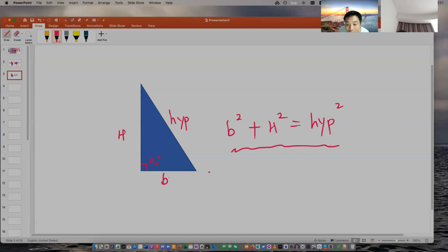So how can you make use of this formula? Let's say that your b is equal to 3 and the height is equal to 4. With these two, you get to find out what your hypotenuse is. So can you figure out what the hypotenuse is in this case? Can you help me out? Equals to 16, 25.